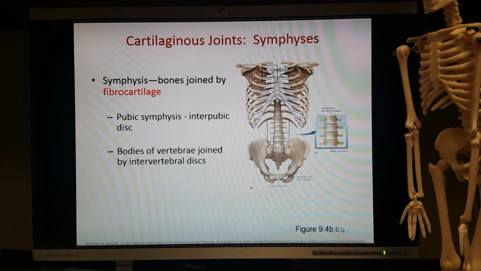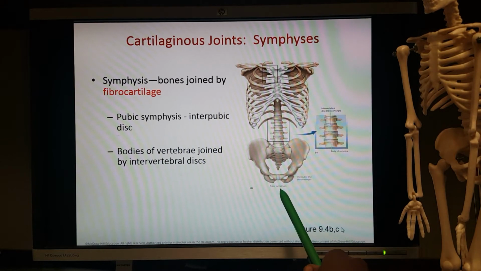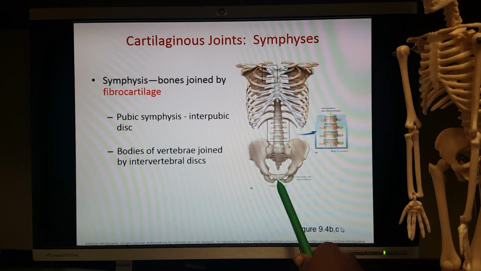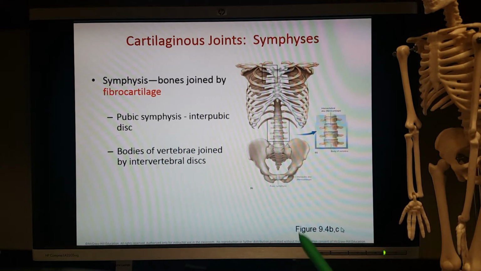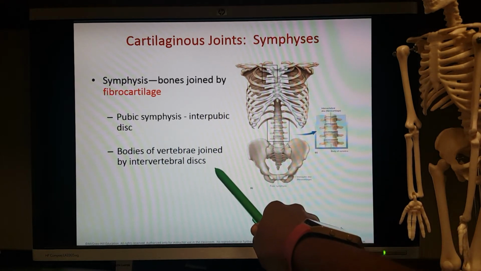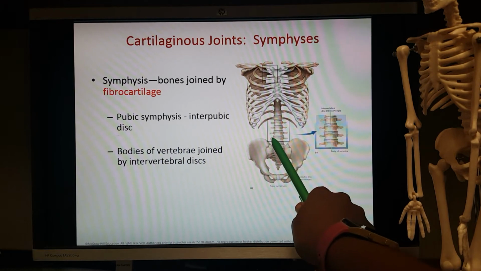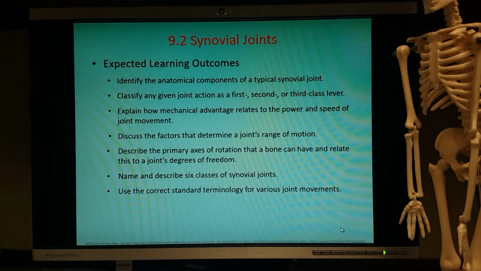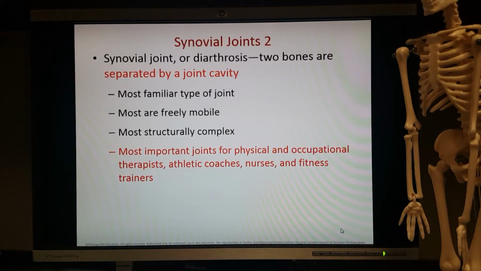Next type of cartilaginous joint is symphysis. So this is a different type of cartilage. It's fibrocartilage, found in between your os coxa bones. So this pubic symphysis here is where the two bones meet. Also, the bodies of your vertebrae are joined by discs that are also fibrocartilage. So nice strong cartilage giving you support for your spine.